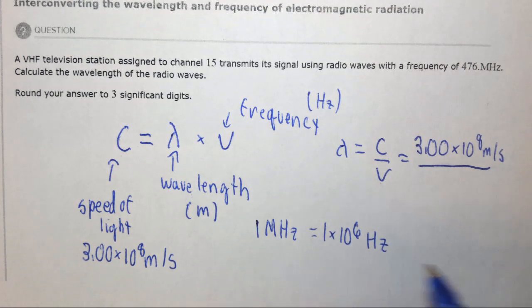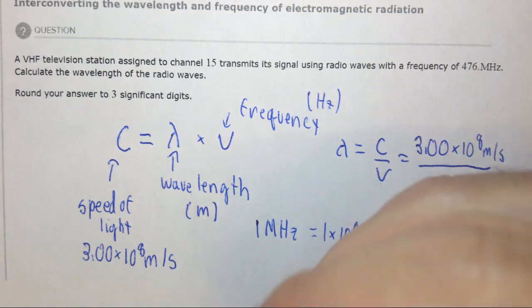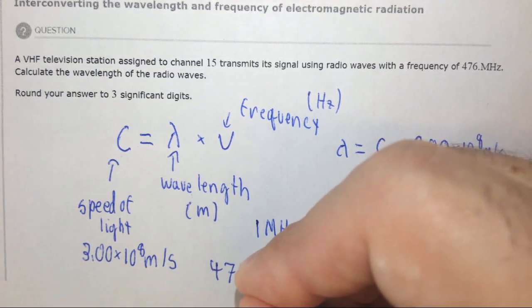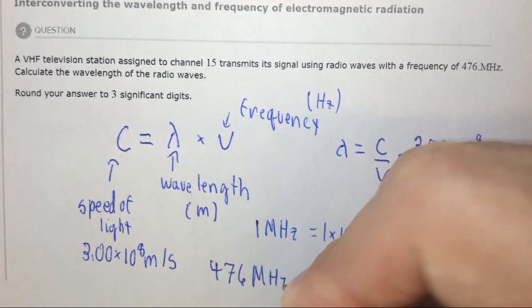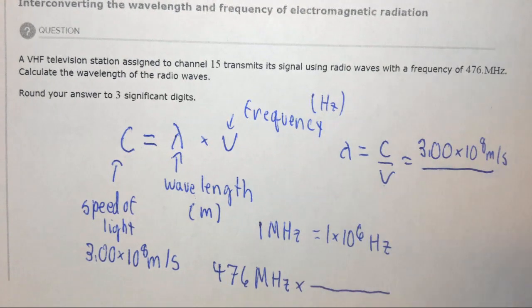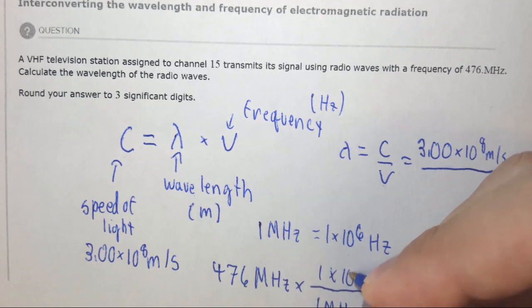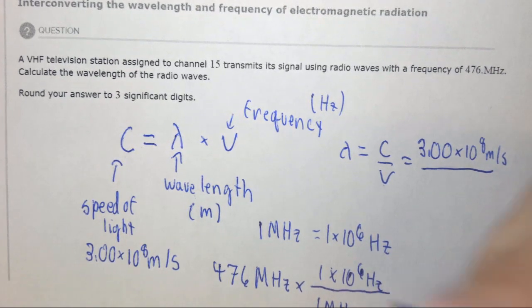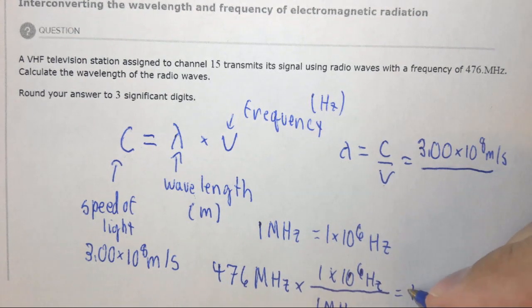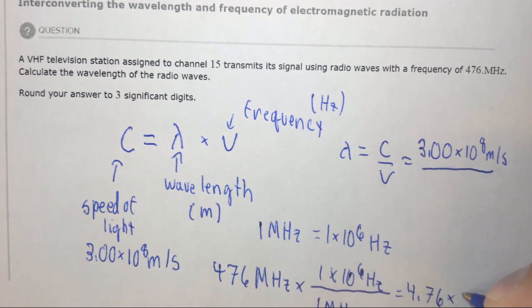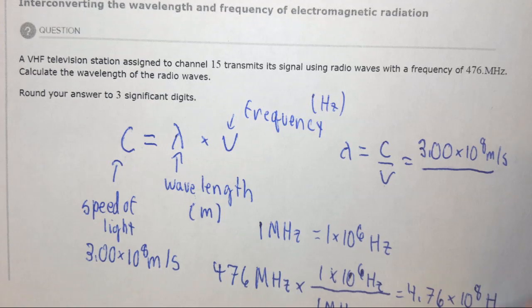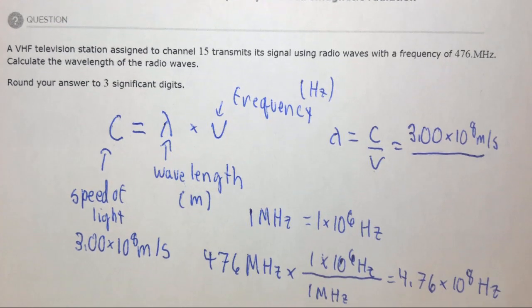So, in order to figure this out, what we need to do is take our 476 megahertz times, we need to put 1 megahertz on the bottom so it'll cancel out, and 1 times 10 to the 6 hertz on top, the million hertz on top, and when you do this you get 4.76 times 10 to the 8th hertz in scientific notation.